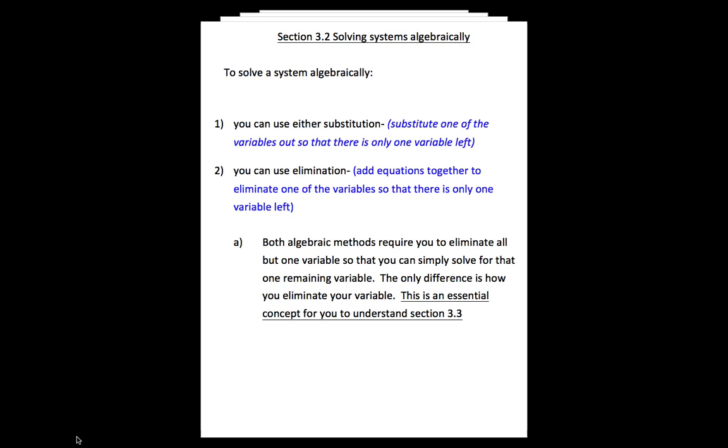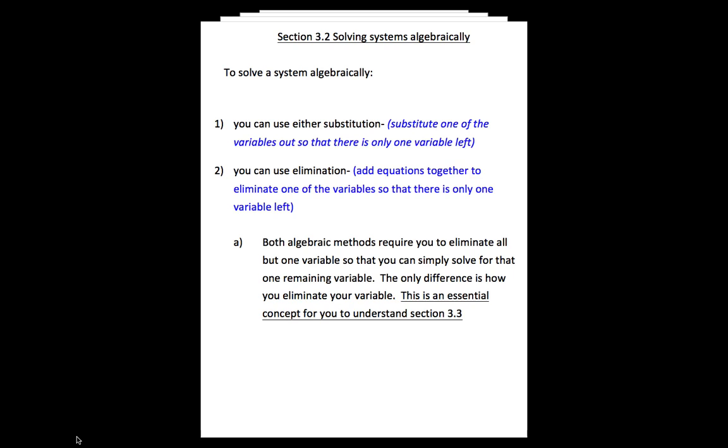Elimination, on the other hand, is a process in which you're not going to use substitution. Instead, you're going to get an opposite for your coefficients and add your equations together, but still with the purpose of eliminating one of your variables so that there's only one left, and you can therefore solve for the value of that one variable that's left. So it's really important that you understand there's a lot of similarities between both methods. Really, the only difference is how you choose to eliminate your first variable.